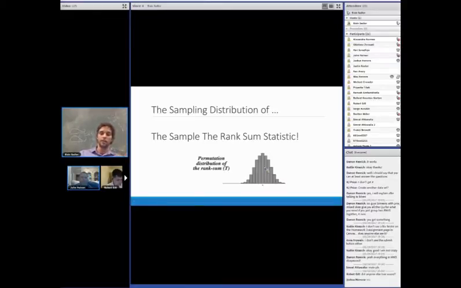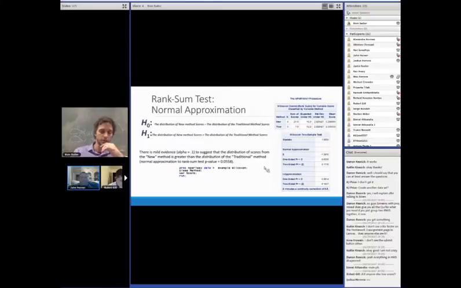Because when you have a lot of ties, then you can get a couple of 8.5s. If there's no ties, you'll only have one 8. If there's a 10-way tie, you'll have 10 8.5s, and then you'll have this bimodal distribution.